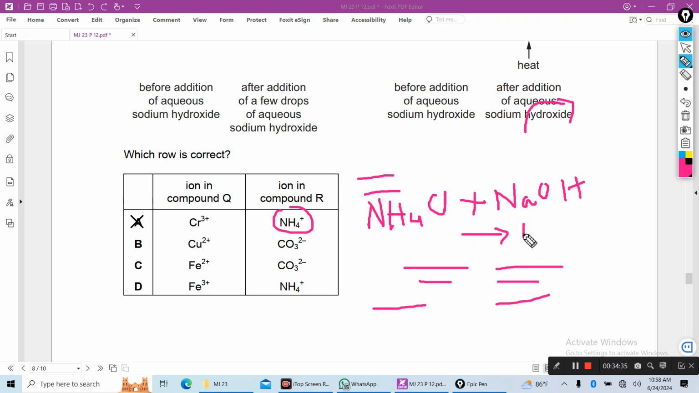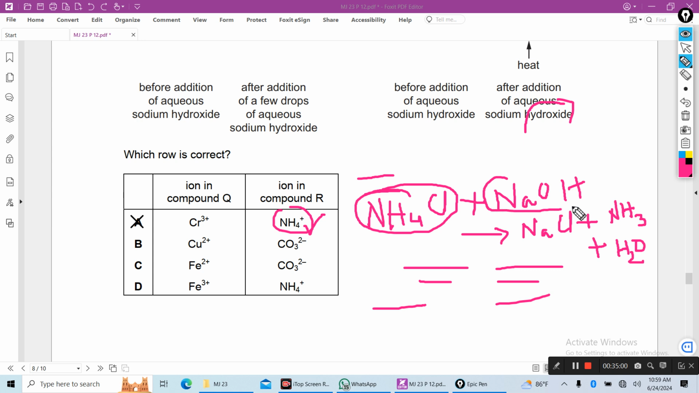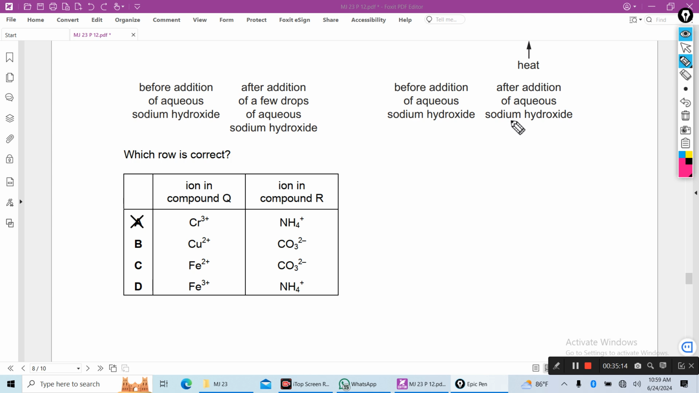A gas is produced: salt plus ammonia gas plus water. So for the second part of the question, the ion in compound R is the ammonium ion. Why? Any ammonium ion containing compound, if you add sodium hydroxide, salt plus ammonia plus water will be produced. Thank you, dear students.